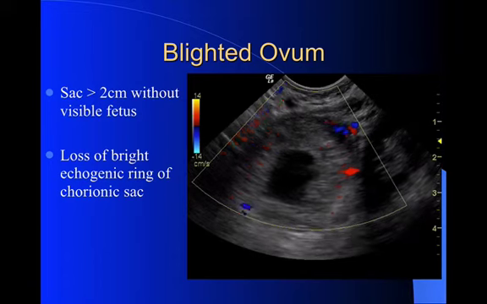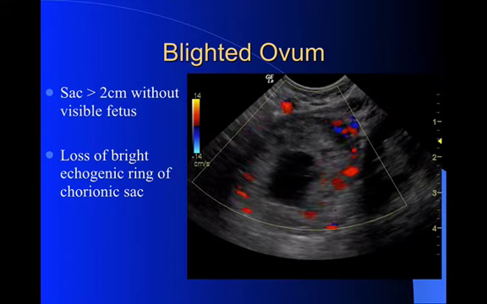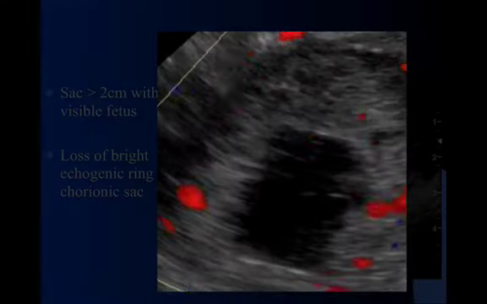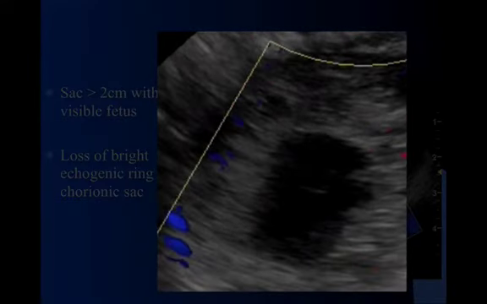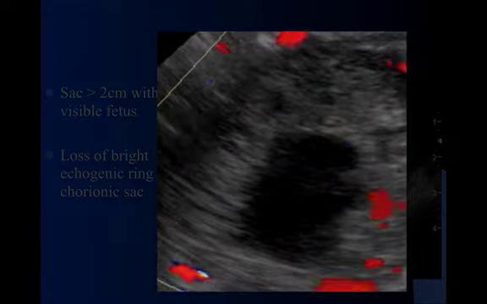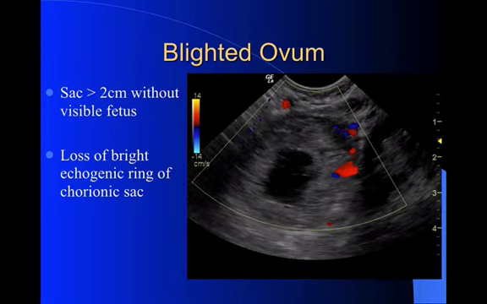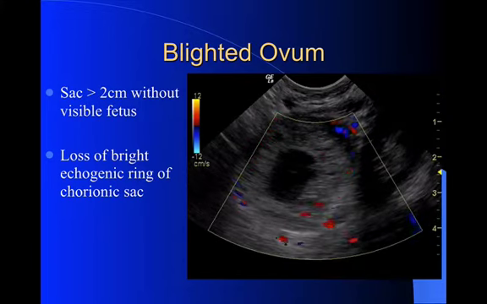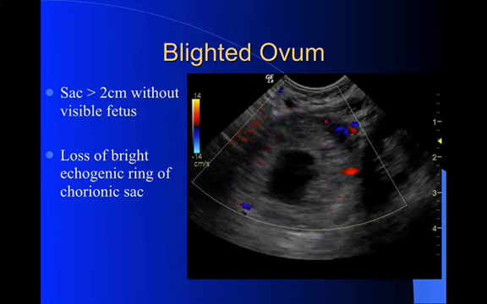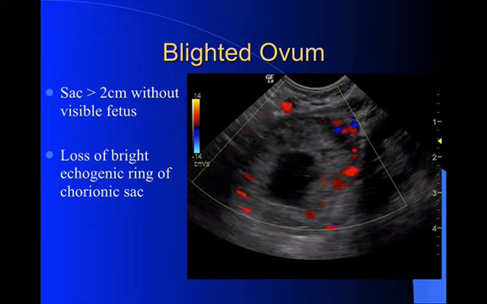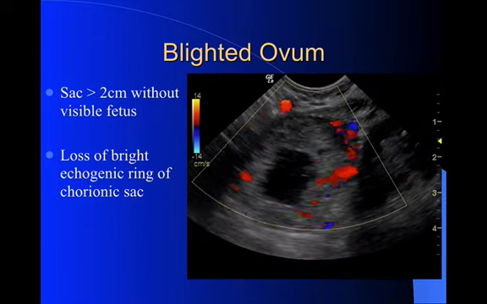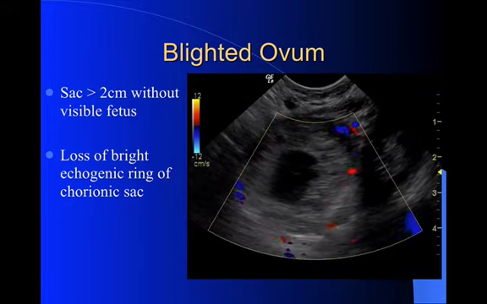A blighted ovum is any sac that's greater than 2 centimeters without a visible fetus. You will again lose that bright echogenic ring of the chorionic sac. And the problem with these blighted ovums is sometimes the beta will continue to go up slowly or sometimes double normally for a little while. It's very important after a blighted ovum is treated that the HCG goes all the way down to 0.